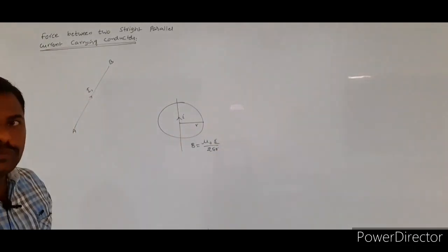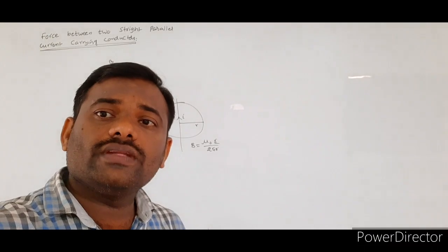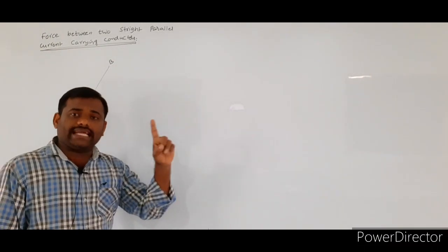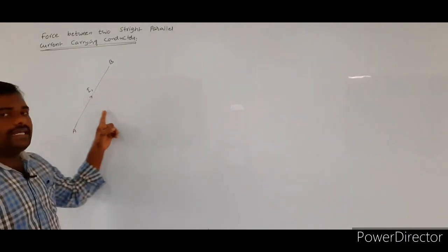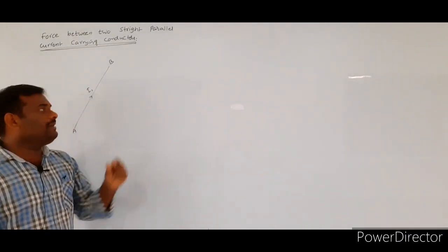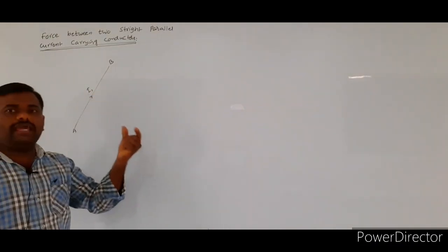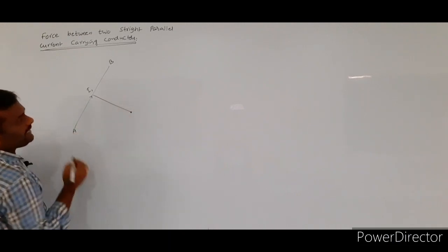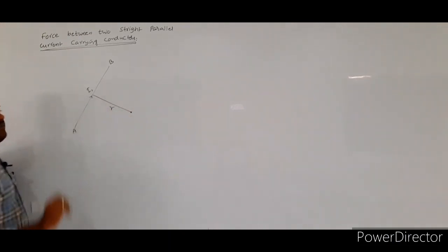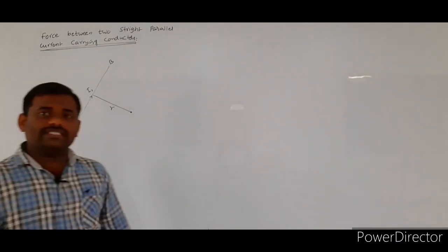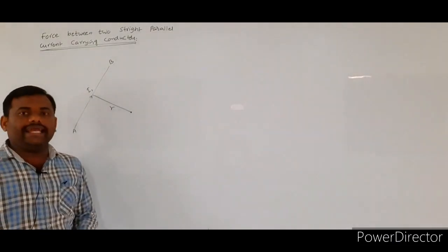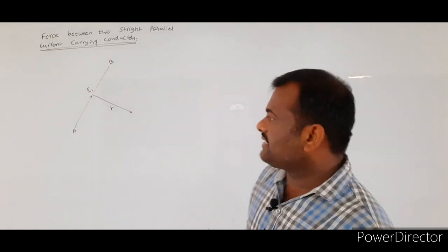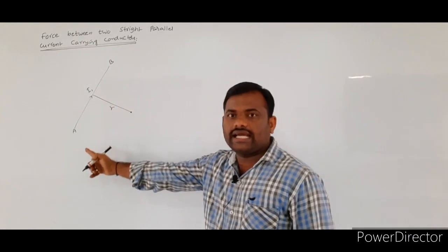Similarly, here also I consider one of the straight current carrying conductors, through which I1 amount of current will be flowing. From the first current carrying conductor, at a perpendicular distance of small r, I want to calculate the magnetic field intensity which is developed by the first current carrying conductor.